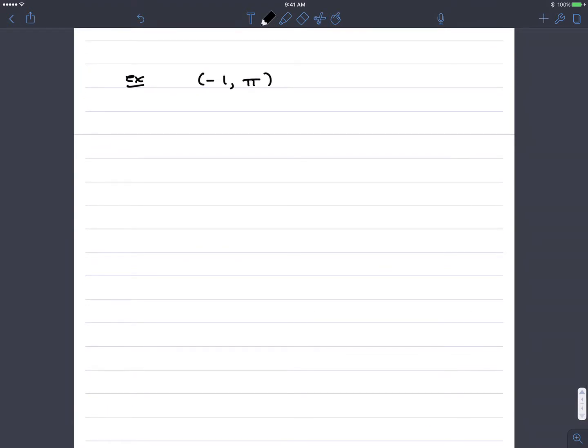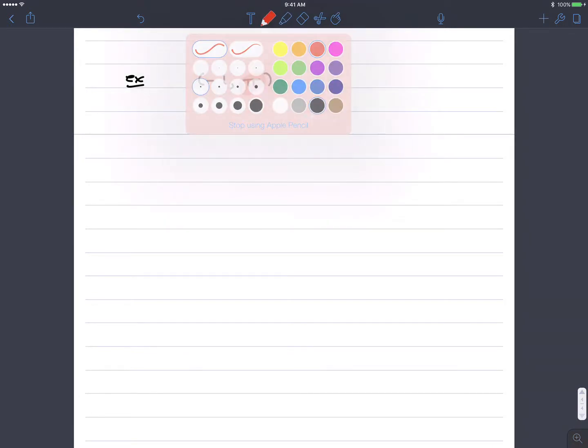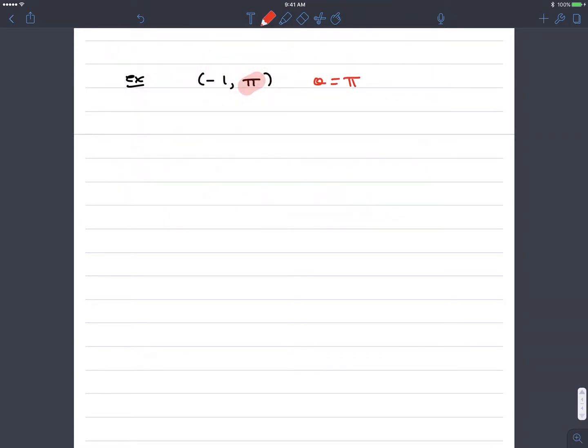So they say to us, let's plot negative 1 comma pi. Negative 1 and pi. Where would this be? Let's figure this out. Our angle theta, what's theta? Is theta pi? What's the radius? My radius is what? Negative 1. Good. Good job. Look at that. Let's figure out where this would be.